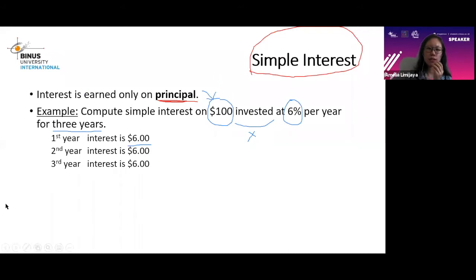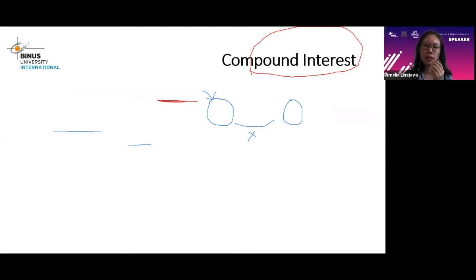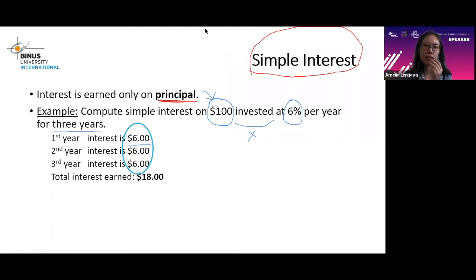So at the end of year three, my total interest will be 18. Yeah, 6, 6, and 6. You add those three. And the amount of money that I will have at the end of year three will be 118. 100 principal added by my interest, so I will get 118 at the end of year three. That's called simple interest.